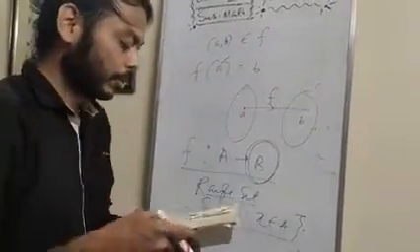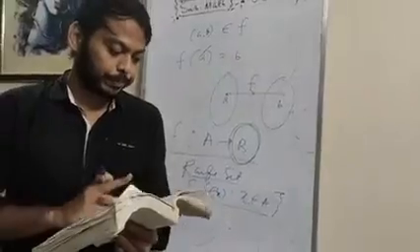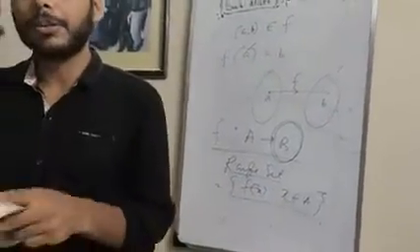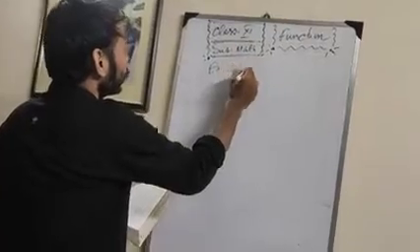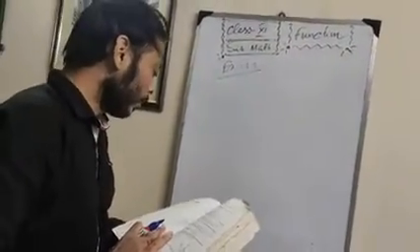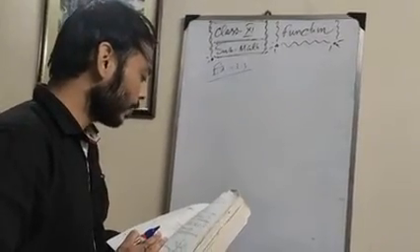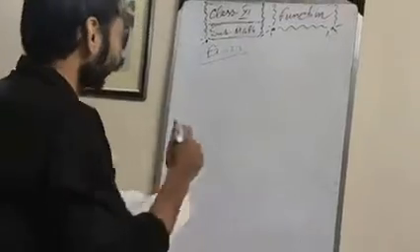Okay, now I am going to solve some problems. Exercise number 2.3. Just go through the problem. Which of the following relations are functions? Give reason. If it is a function, determine its domain and range.